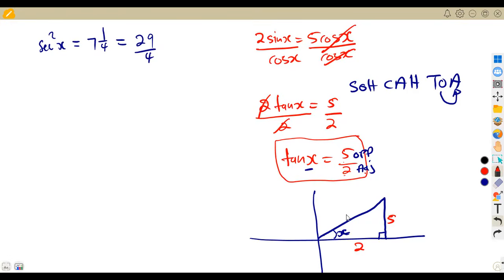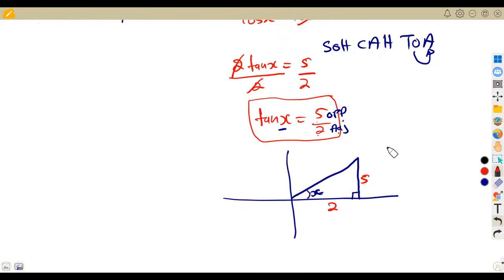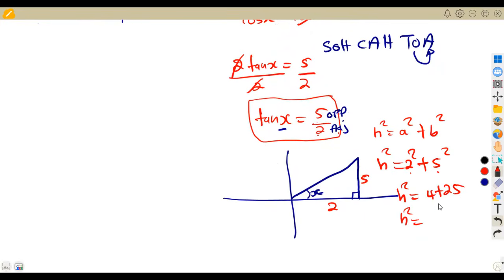So using your Pythagoras theorem, you can find this part. H squared is equal to a squared plus b squared, whereby hypotenuse squared is equal to the sides 2 squared plus 5 squared. So h squared is equal to 2 squared, which is 4, plus 5 squared, which is 25. So h squared is equal to 29. To find the h, introduce the square root to remove the square here. So h is equal to the square root of 29. So this side is going to be the square root of 29.